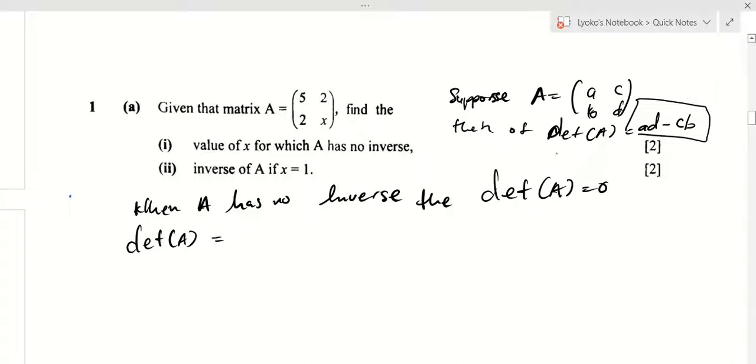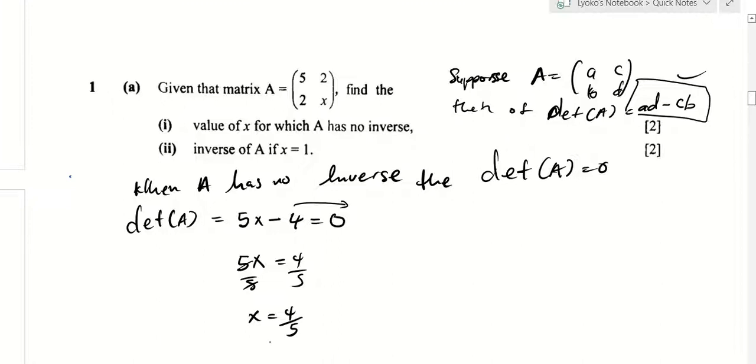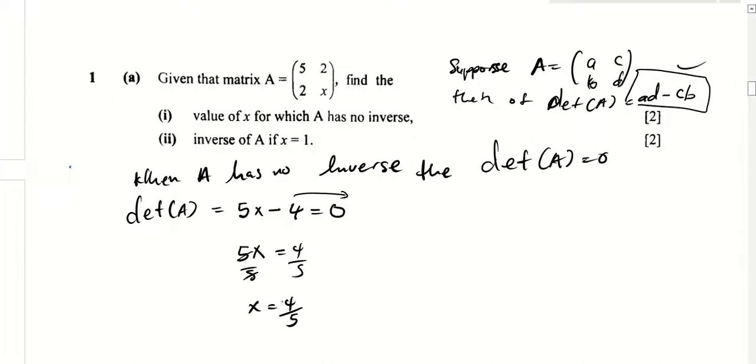So in this case, applying this formula, this would be 5 multiplied by x minus 2 multiplied by 2, which will give us 4. And then we equate it to 0. So when we solve for x, we would have 5x equals 4, over 5, so x is equal to 4 over 5. So this was for question 1.